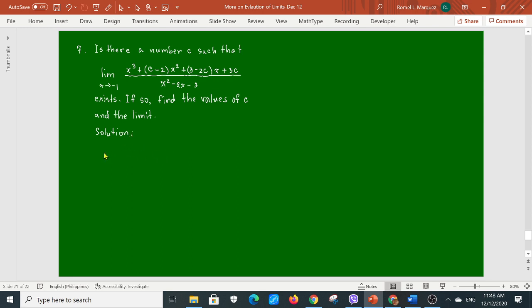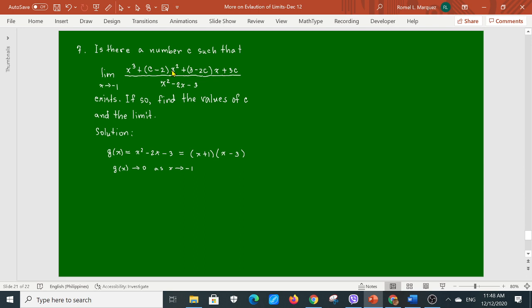The denominator, let it be g of x. So the denominator is x squared minus 2x minus 3. And this is factorable into x plus 1 and x minus 3. Am I right? And this g of x approaches 0 as x approaches negative 1.